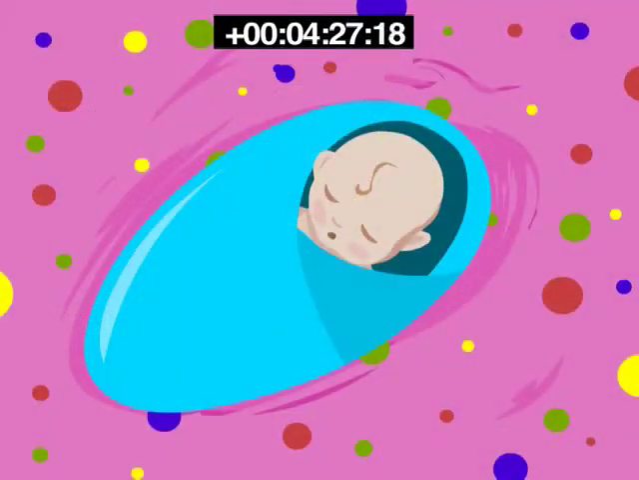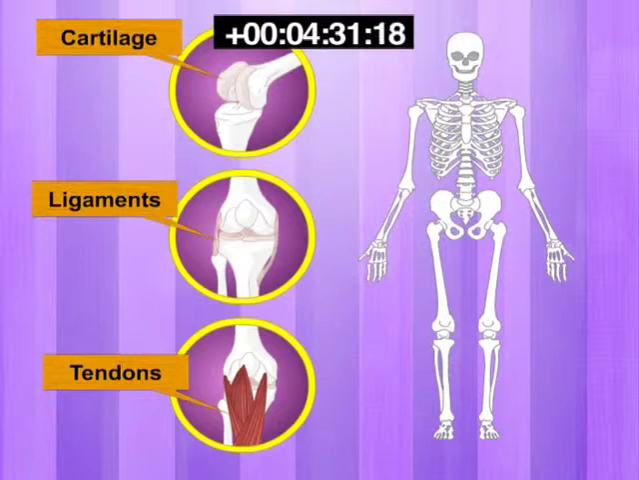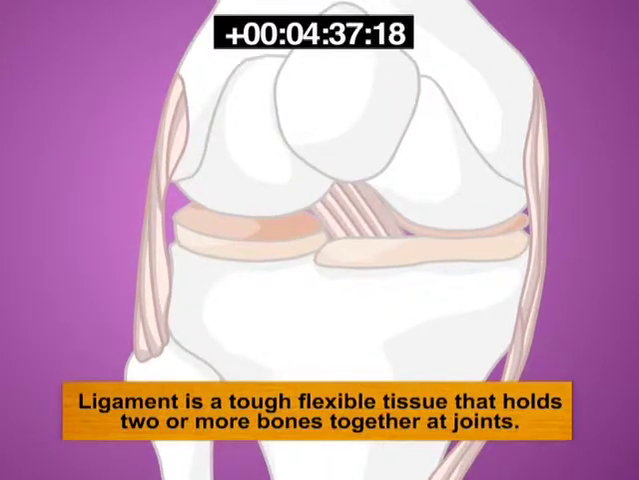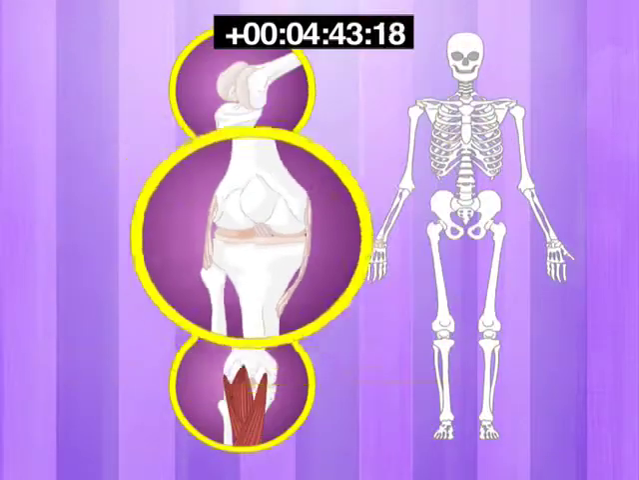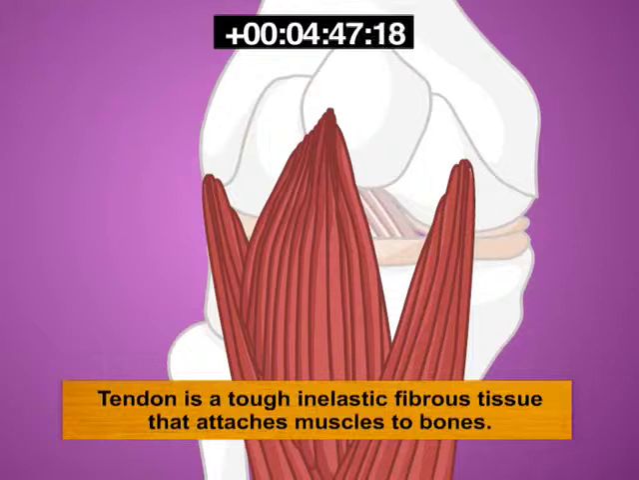When a baby is born, its body is mostly made up of cartilage. It gets replaced by bones as it grows. Ligament is a tough, flexible tissue that holds two or more bones together at joints. Tendon is a tough, inelastic, fibrous tissue that attaches muscles to bones.